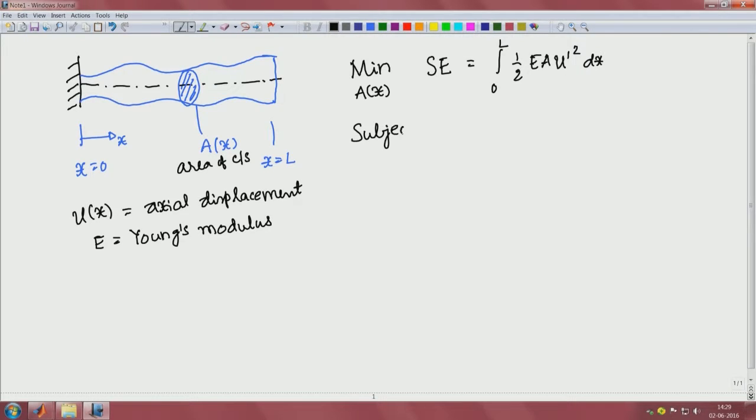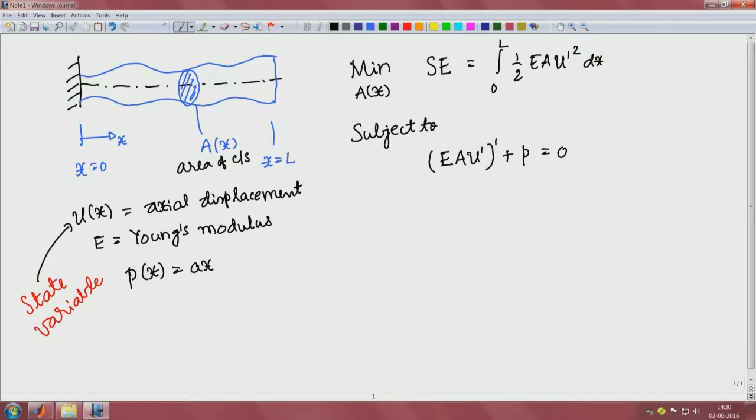and we have constraints here because this u of x in this problem is what we call the state variable. It indicates the state of deformation of the bar here. That has to be governed by a differential equation which we had derived earlier, which I will write: (E A u prime) prime plus p equal to 0, where p of x is the axial loading. So, at every point there will be some loading, more or less depending on what p of x function we give, that is axial loading, that is p of x.